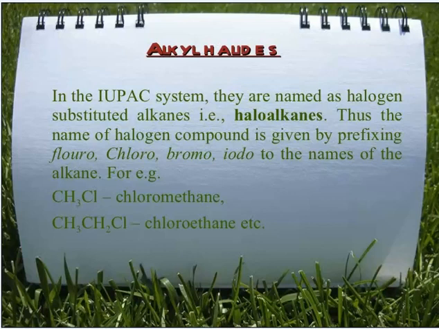For example, CH3Cl is called chloromethane, CH3CH2Cl is called chloroethane, and so on.